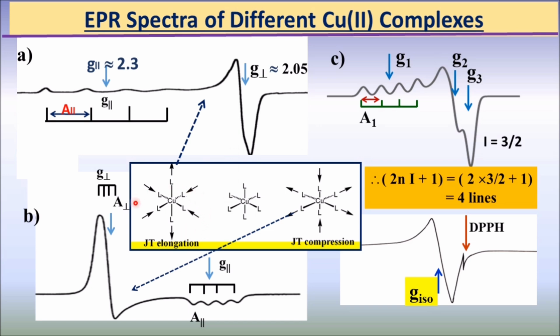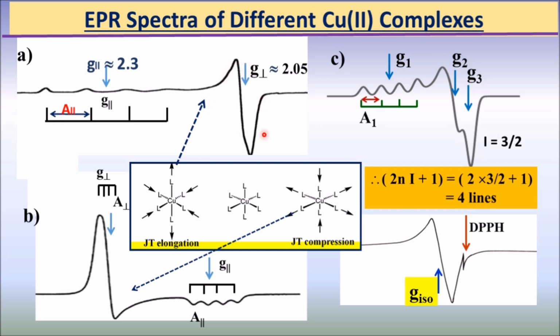For example, in the case of copper, I equal to 3/2, so there will be 4 lines. I equal to 3/2, 2 into 3/2 plus 1 gives 4 lines, as you see here: 1, 2, 3, 4. This is g parallel. This direction is g parallel, and these two directions are g perpendicular. Therefore, there are two g perpendiculars.